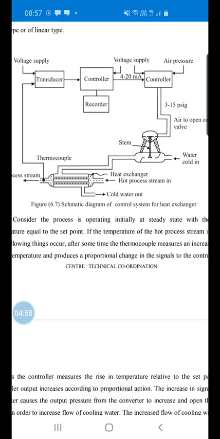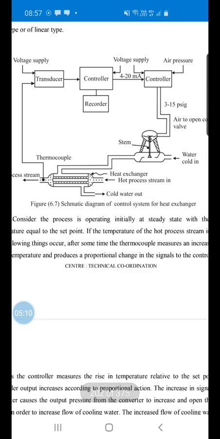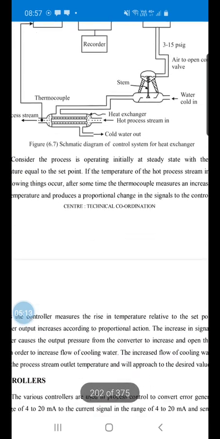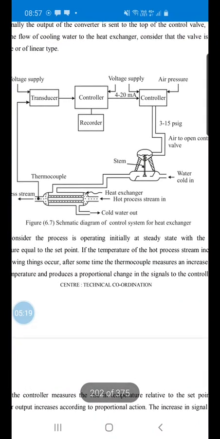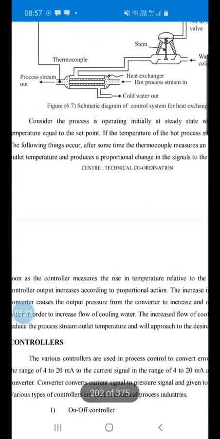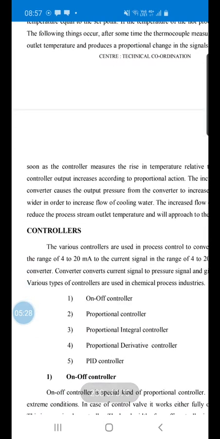The increase in signal to the converter causes the output pressure from the converter to increase and open the valve wider in order to increase the cooling flow rate. Increased flow of cooling water will reduce the process stream outlet temperature and it will approach the desired temperature. So this is how we can control the temperature of the outlet stream of the heat exchanger. These different components of the control system can now be applied to any process from the chemical industries.